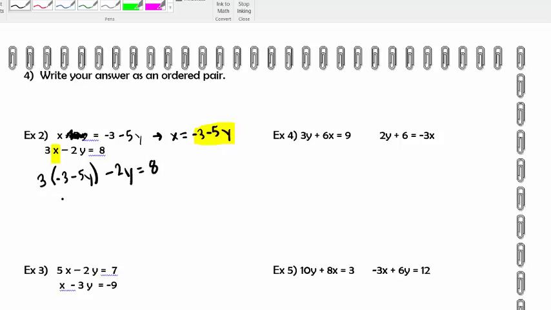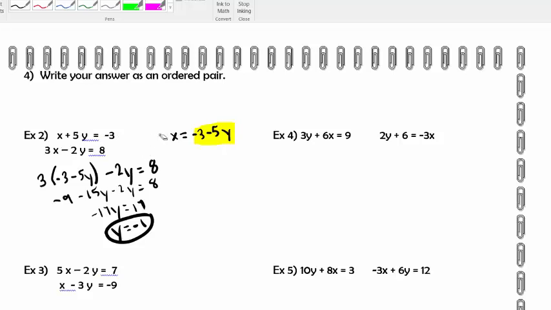All right, so we're just going to go through and we're going to solve that really quick. And we get negative 1. So you can take that negative 1 and you can put it into this equation. You can put it into this equation. You can put it into this. It does not matter. You can put it into any of these.